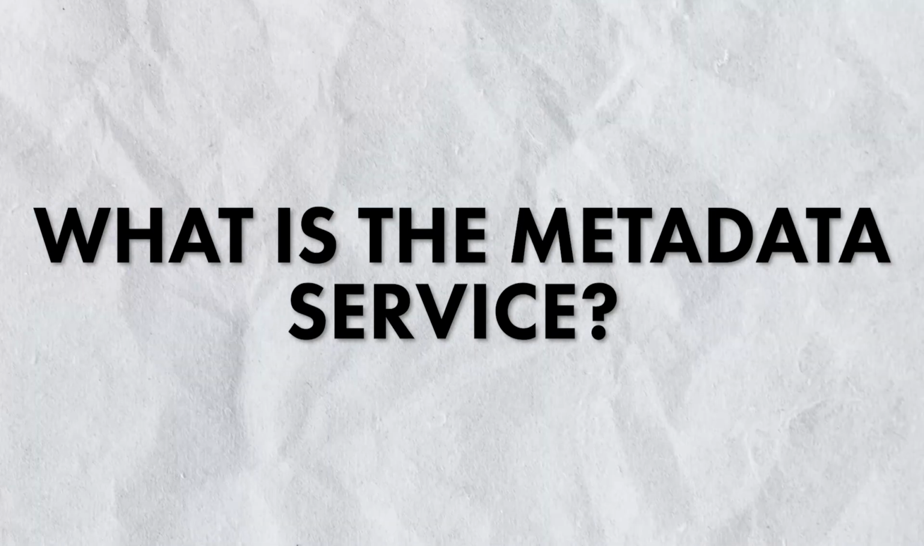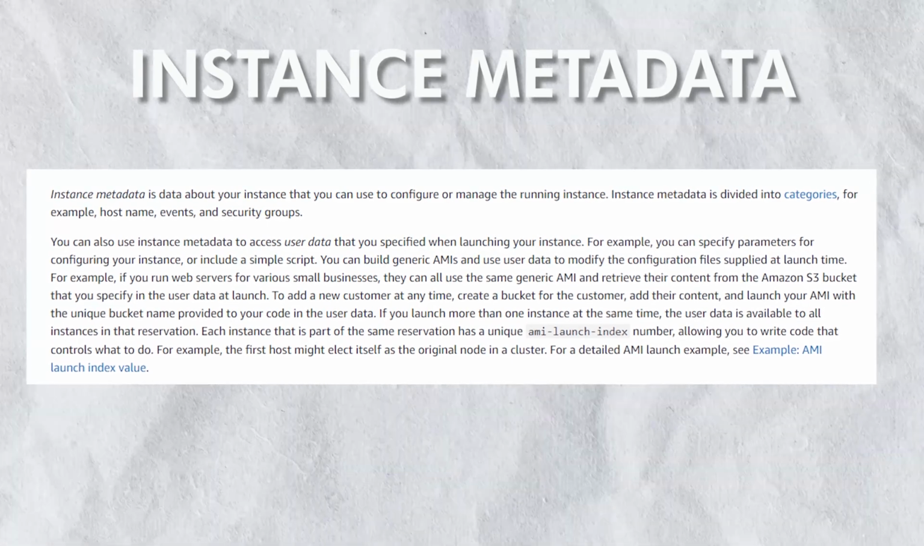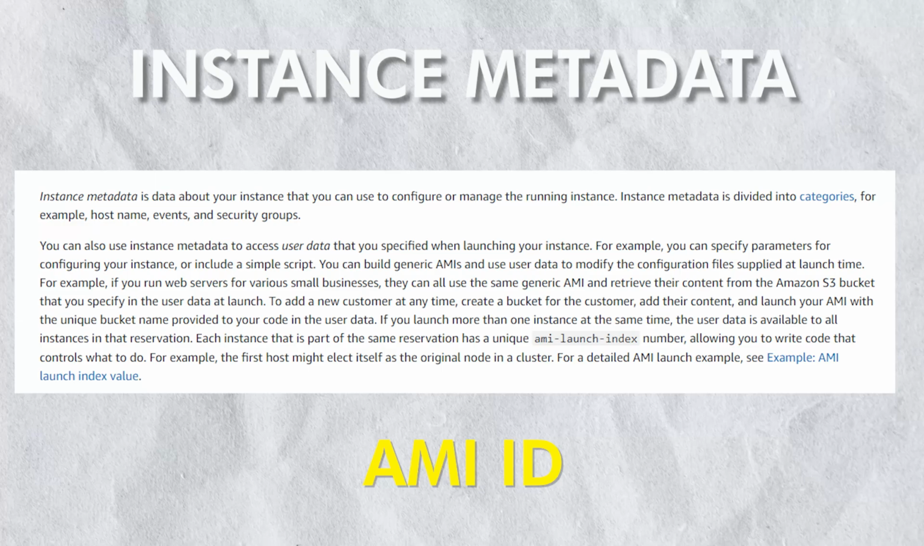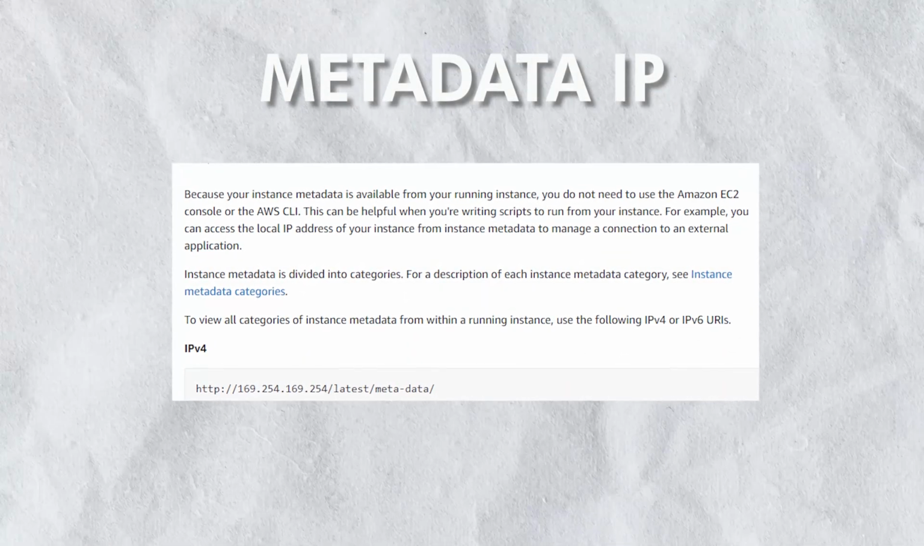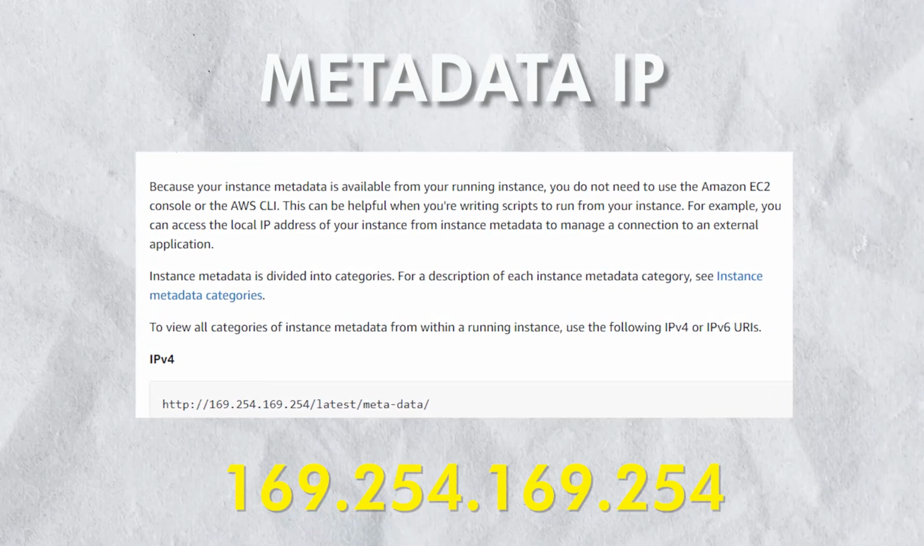Finally, what is the metadata service? The EC2 instance metadata service simply provides metadata about the EC2 instance, and this data could include several things such as the AMI ID, the hostname, and so much more. The metadata service can be accessed from the unique IP of 169.254.169.254. This is also known as the link local address. Next, Segev will go over how to actually perform this attack.